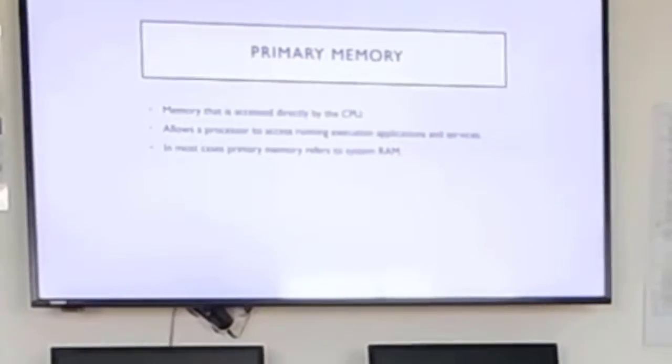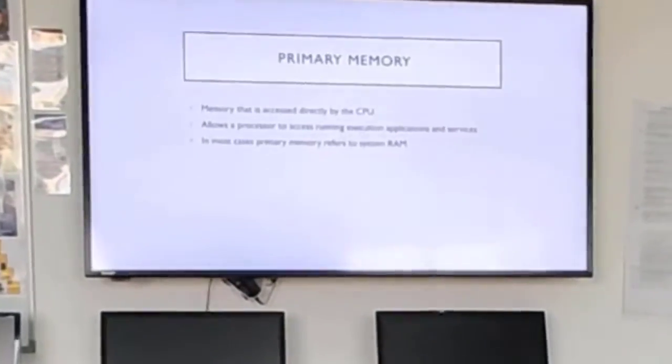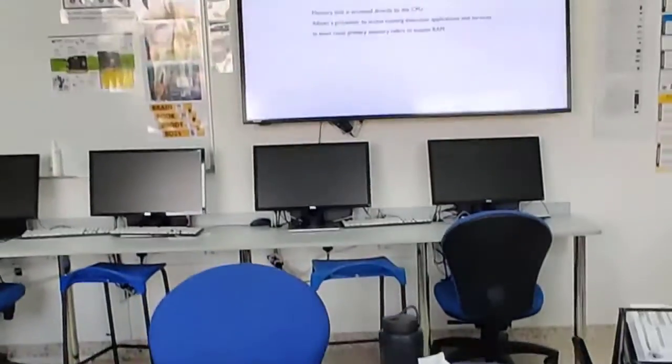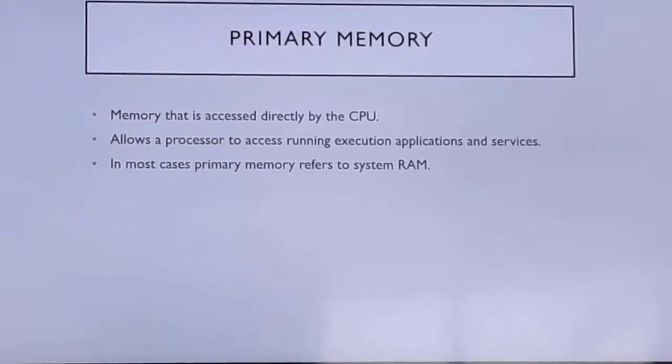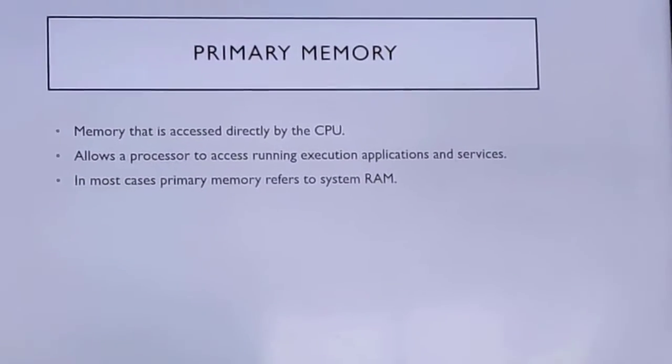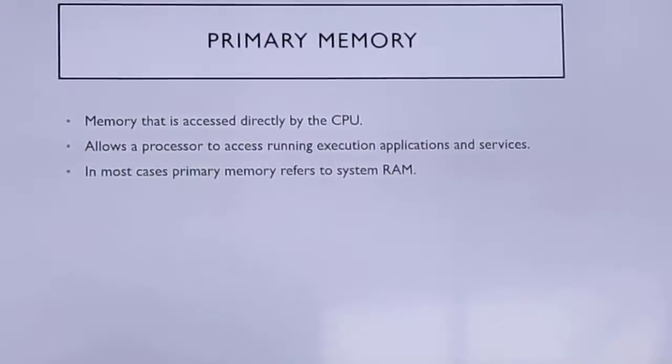So, primary memory. Primary memory is memory that is accessed directly by the CPU. It allows a processor to access running applications and services that are temporarily stored in a specific memory location. It includes different types of memory, such as the processor cache and system ROM, but in most cases, primary memory refers to system RAM.